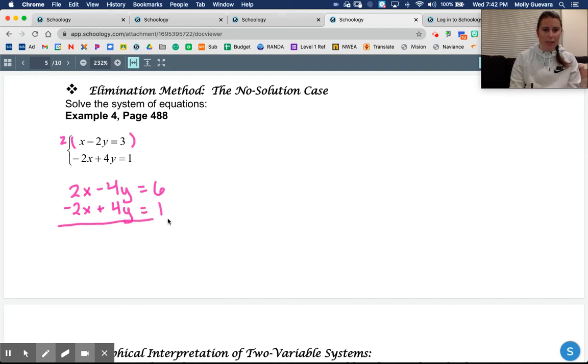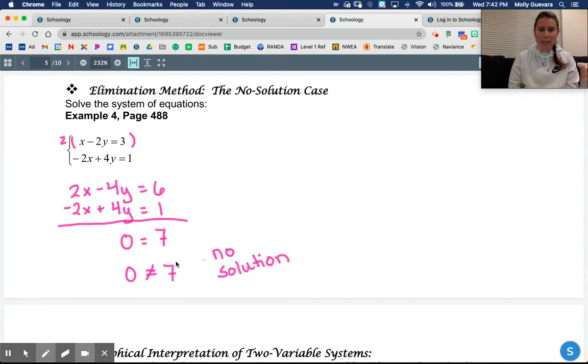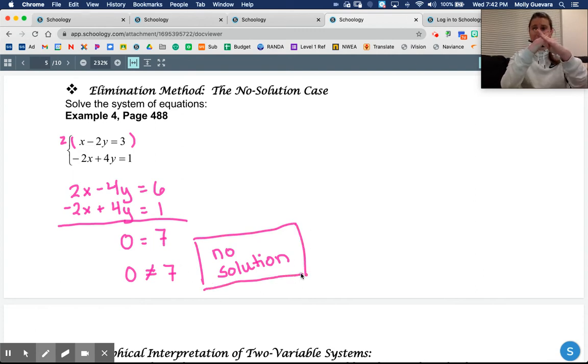So when I add these together, my x's eliminate and my y's eliminate. So I have 0 on that side. And then on the right side, I have 7. And then you are like, what the heck just happened, right? Because 0 does not equal 7. So that means that there is no solution. Now, if we think about it, the solution is the point where the two graphs cross, right? So I have two lines, and where they cross is the solution. If there's no solution, that means that they don't cross. And so lines that don't cross are parallel, right? So that means that these two lines are parallel.